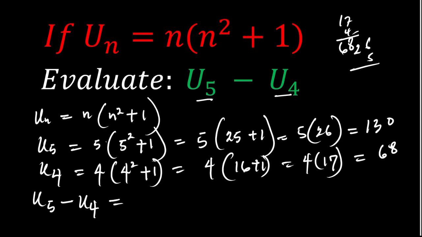Now, we want to evaluate u5 minus u4. Already we've determined u5 to be 130, and that will be minus 68. Obviously, that's 62. That's 62.